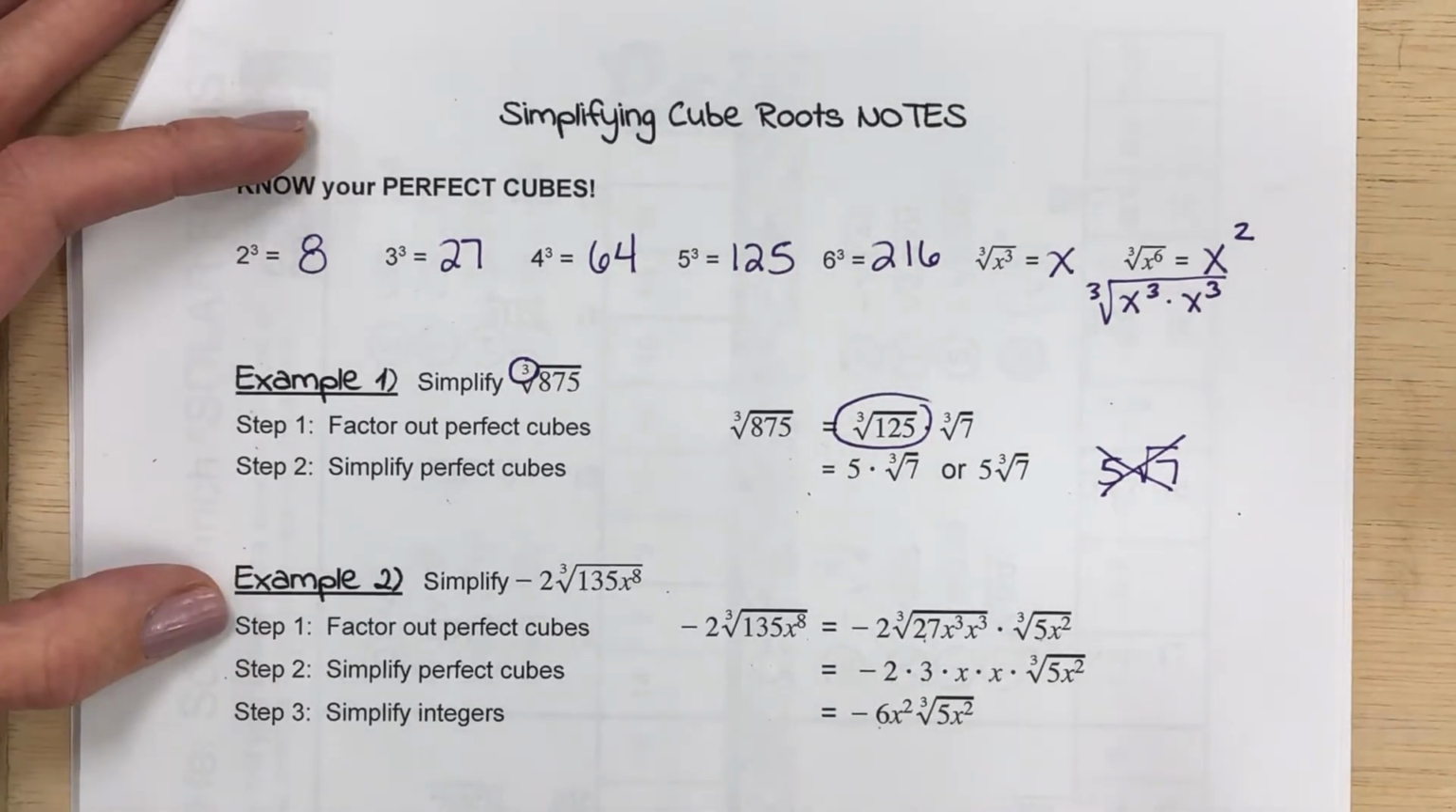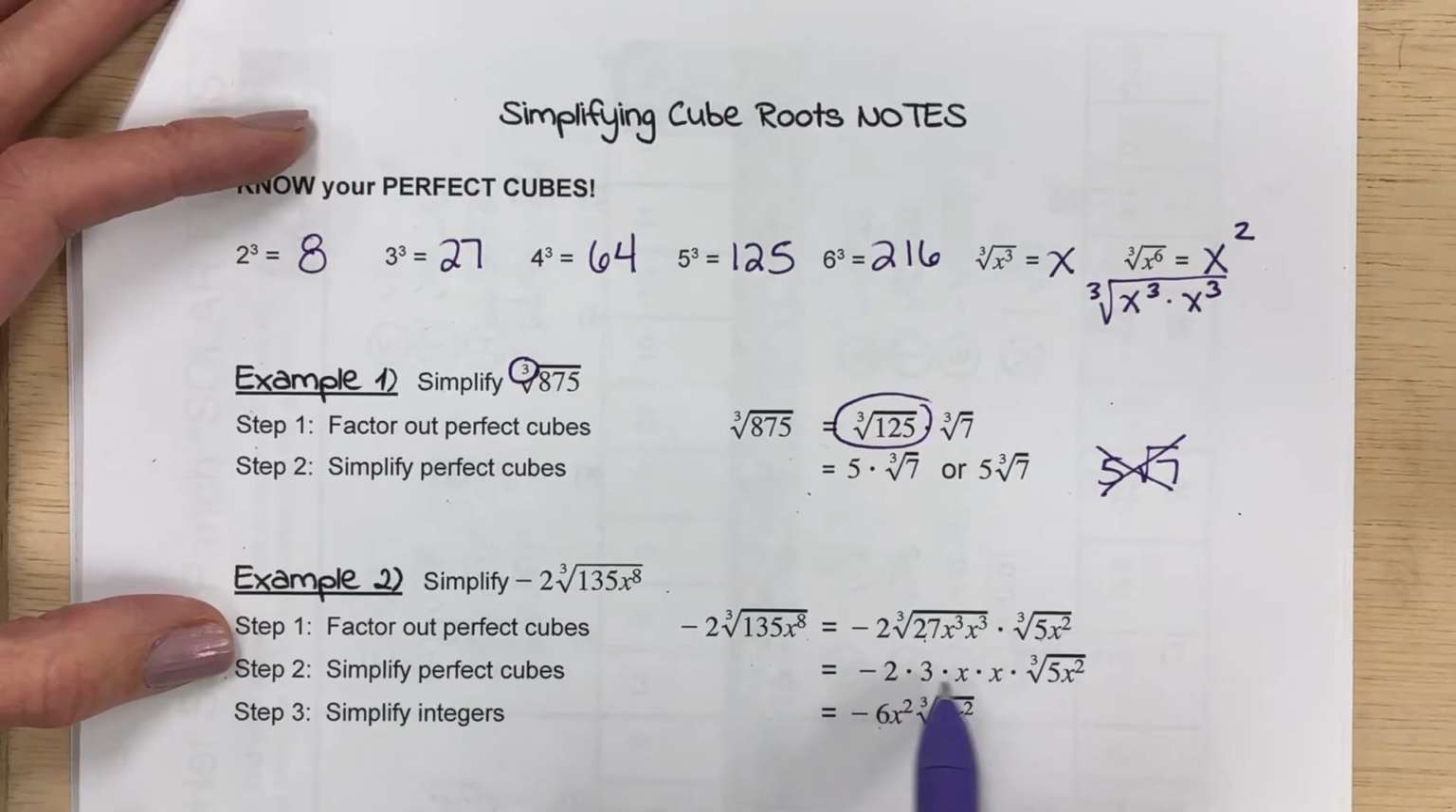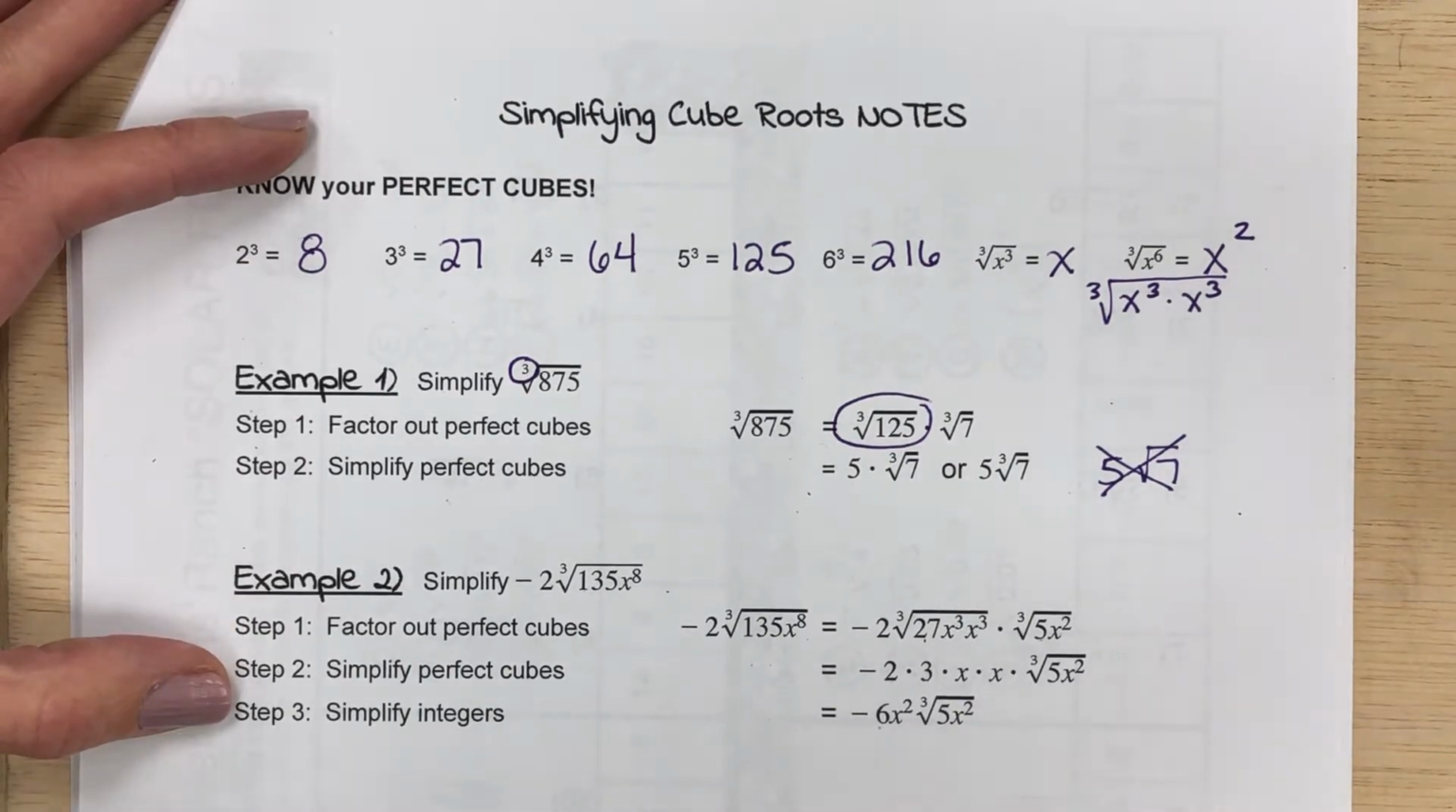So the steps are very basic. Factor out your perfect cubes right here. So you're going to have your perfect cube part and your leftover part. Simplify what you can, and then simplify again.